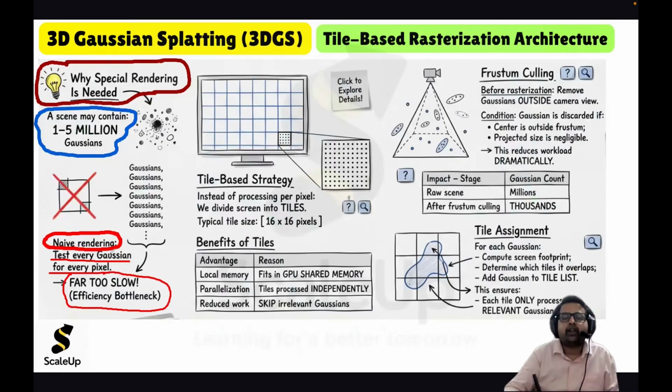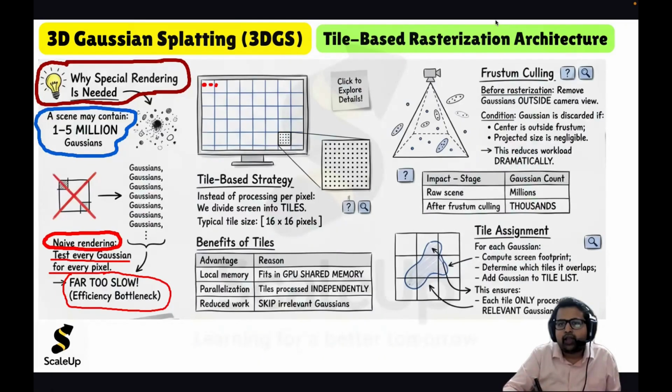So that means in naive rendering, for every pixel of the screen that I want, I will be testing every Gaussian. To render one pixel, I will be testing 1 million Gaussians. Then to render the second pixel, 1 million Gaussians again. So it is highly inefficient. It is far too slow and compute intensive. So naive rendering I cannot do. I cannot test every Gaussian for every pixel.